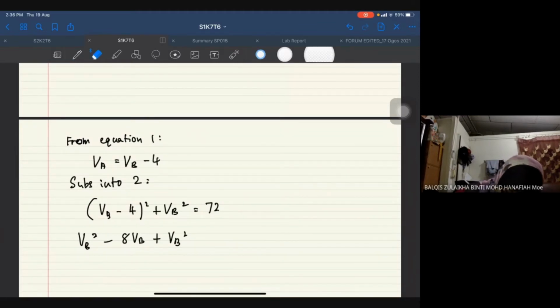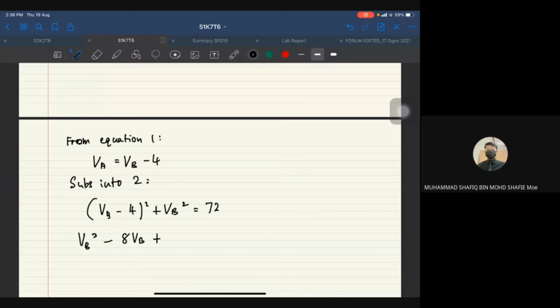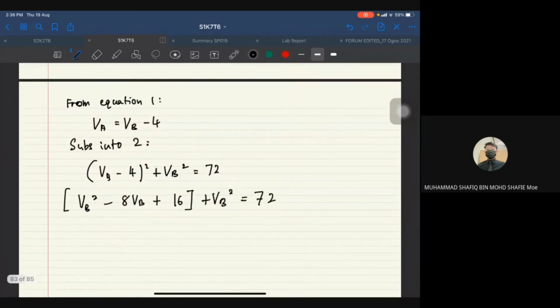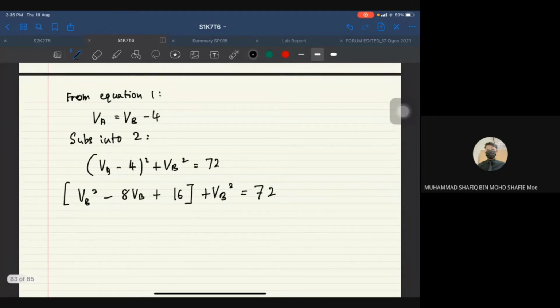This one bukan VB square, sorry. Betul lah. Tapi dia ada 16, tinggal 16. Okay, thank you. So this one is the bracket. I open up the bracket, dapat VB square tu masih ada. So now you have 2VB square minus 8VB minus 16 minus 72. I got here negative 56.